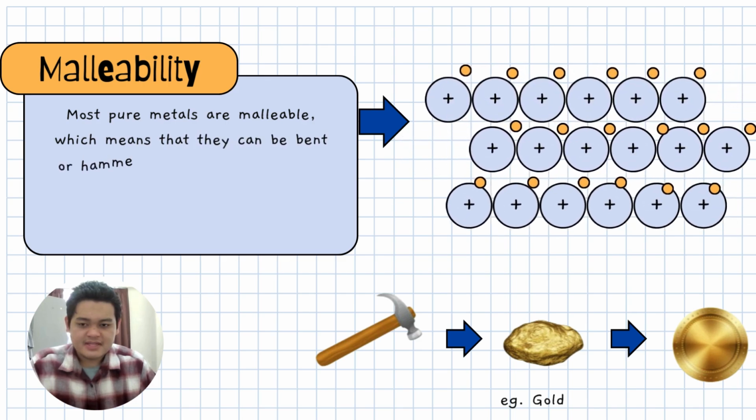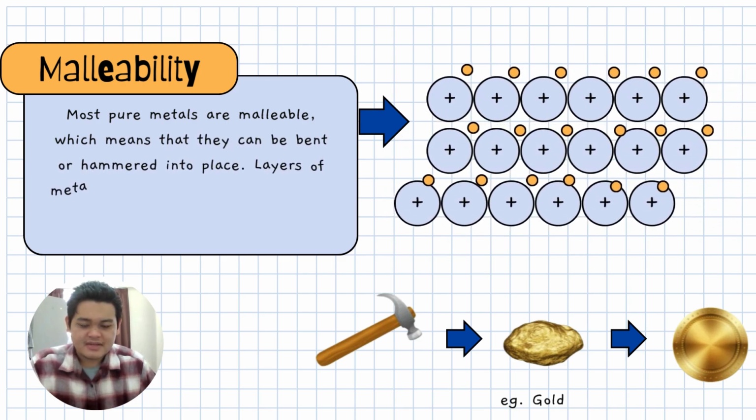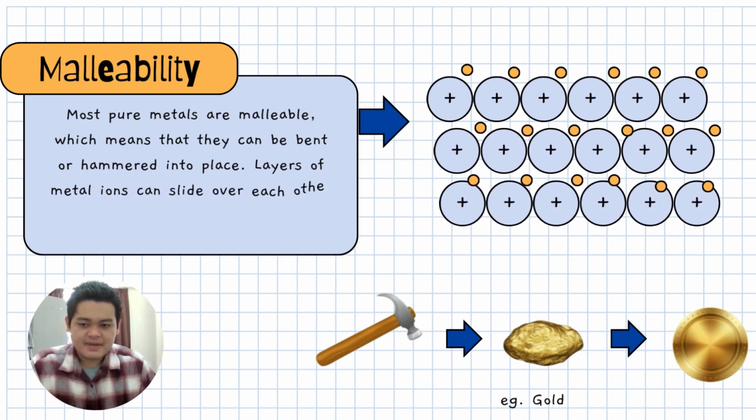Firstly, malleability. Most pure metals are malleable, which means that they can be bent or hammered into place. Layers of metal ions can slide over each other without breaking bonds. For example, gold. Gold's outer electrons are free moving, making the gold itself soft. Therefore, it can be easily malleable and shaped into any place.